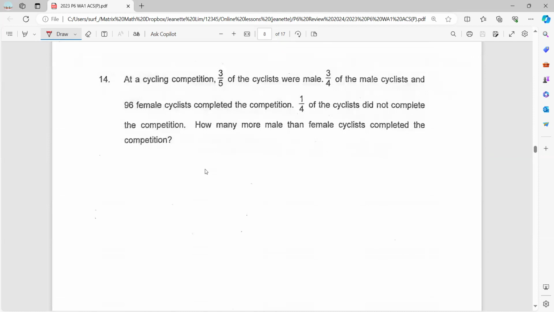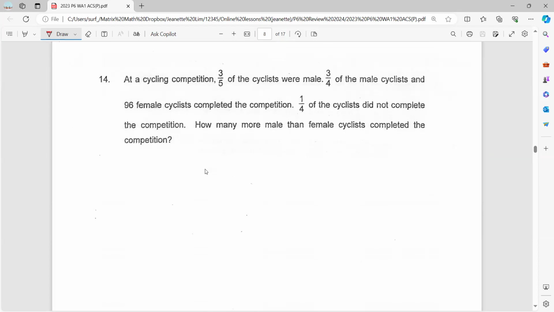Question 14. At a cycling competition, 3/5 of the cyclists were male. 3/4 of the male cyclists, and 96 female cyclists completed the competition. 1/4 of the cyclists did not complete the competition. How many more male than female cyclists completed the competition?